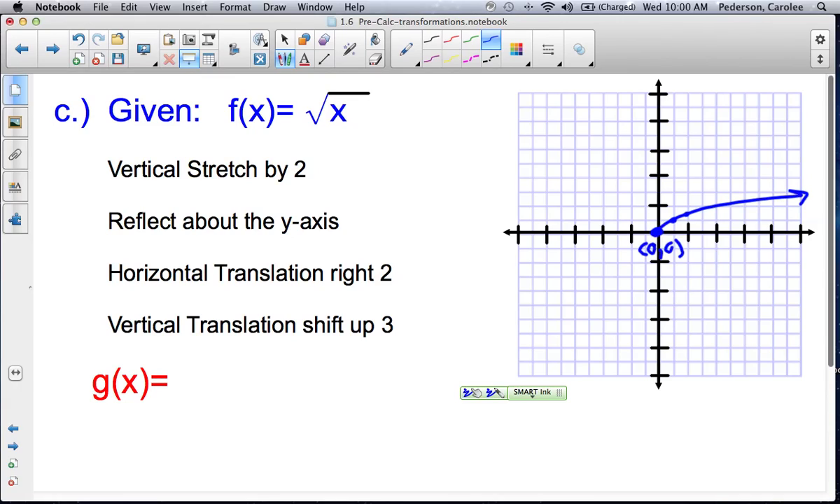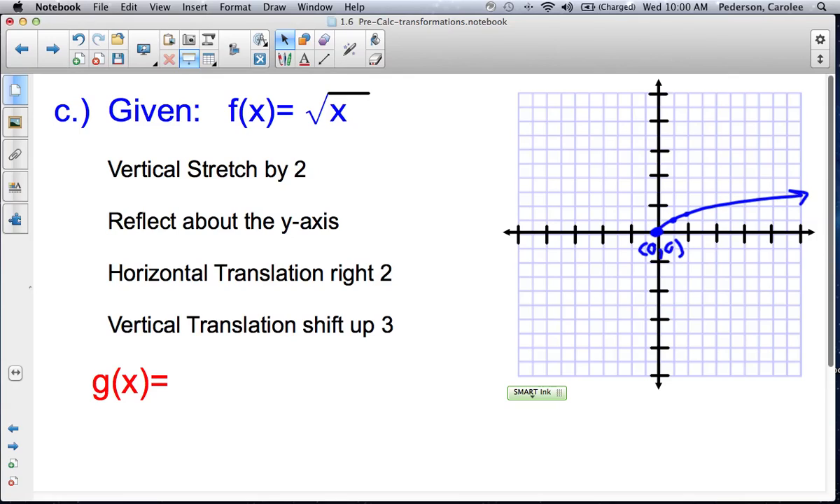Now we have some transformations. Vertically stretched by 2. Reflected about the y-axis. Horizontally translated to the right, and then vertically shifted up 3. And we're going to write the equation and graph it. All right, so let's write the equation.